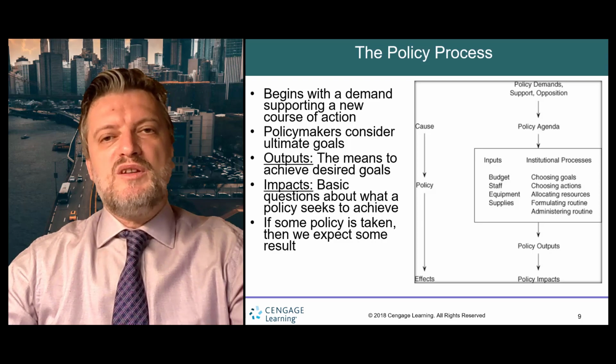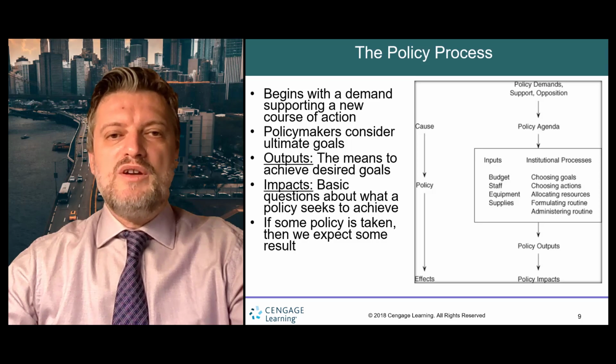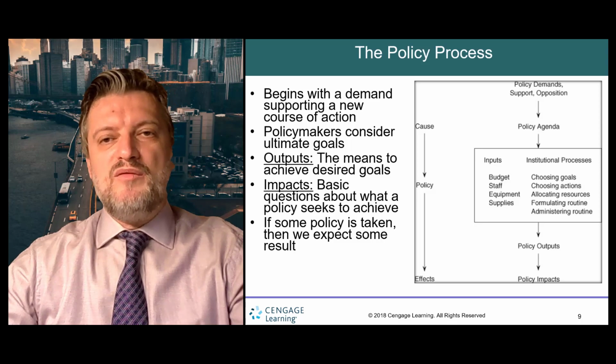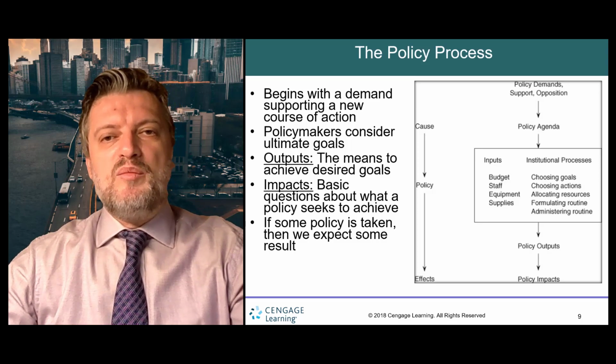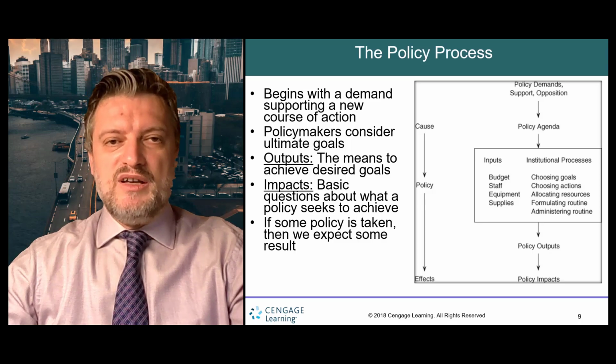1. Ultimate goals. Policymakers consider ultimate goals they wish to accomplish and different means of achieving those goals. Resources must be allocated from available inputs, including personnel, equipment, supplies, even time. Some recurring problems or issues, routine practices, and decision rules must be addressed.